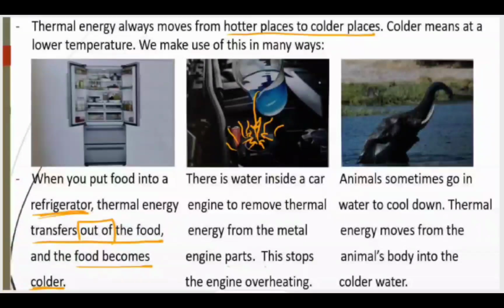Animals sometimes go in water to cool down. That means they have a lot of heat coming out. So, what are they basically doing? They are transferring their heat into the water, and when they lose the heat, they feel cold, they feel good. Thermal energy moves from the animal's body into the cold water.